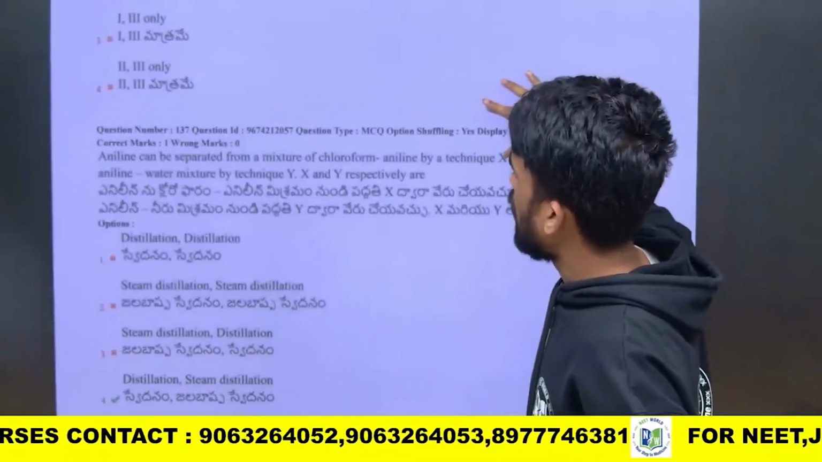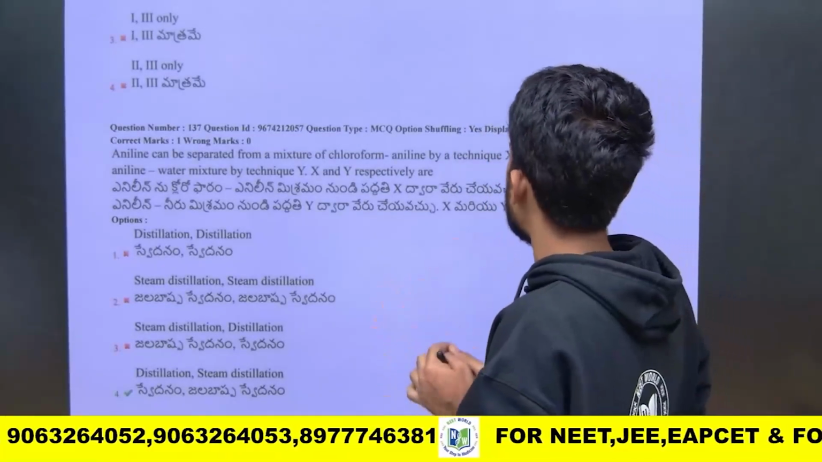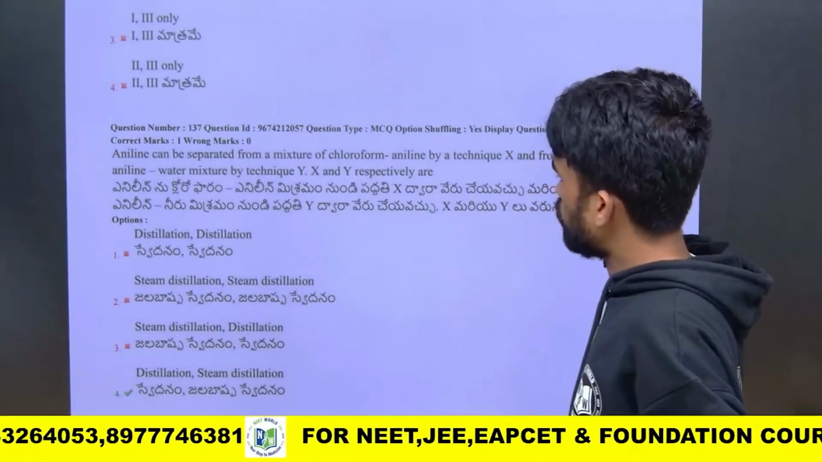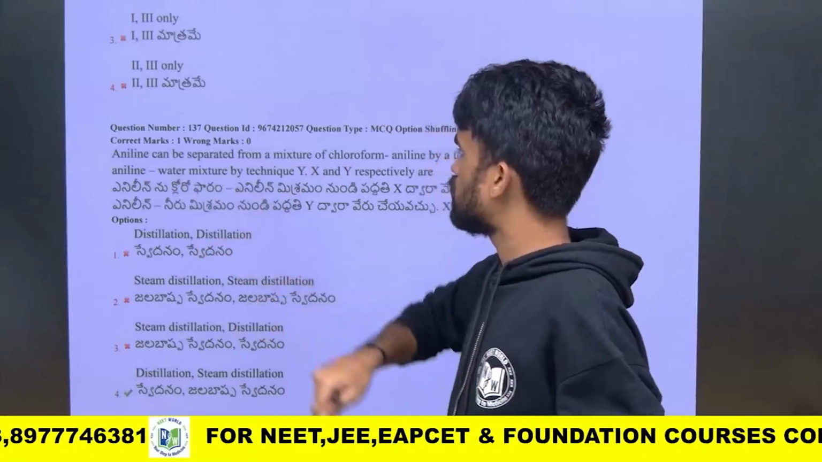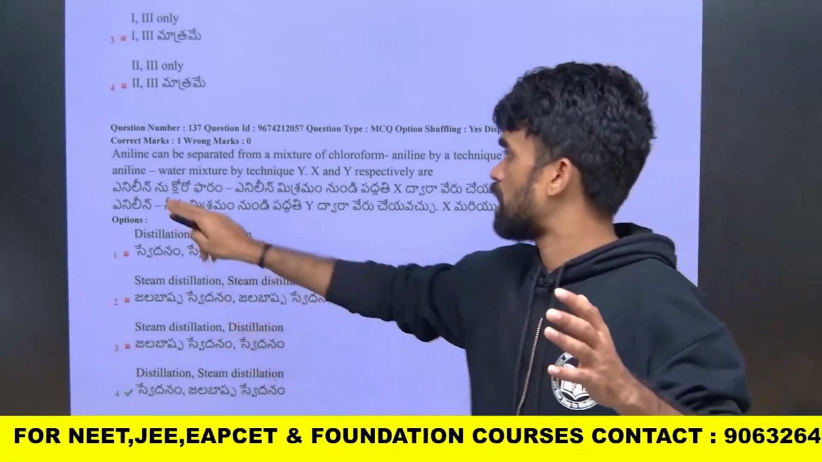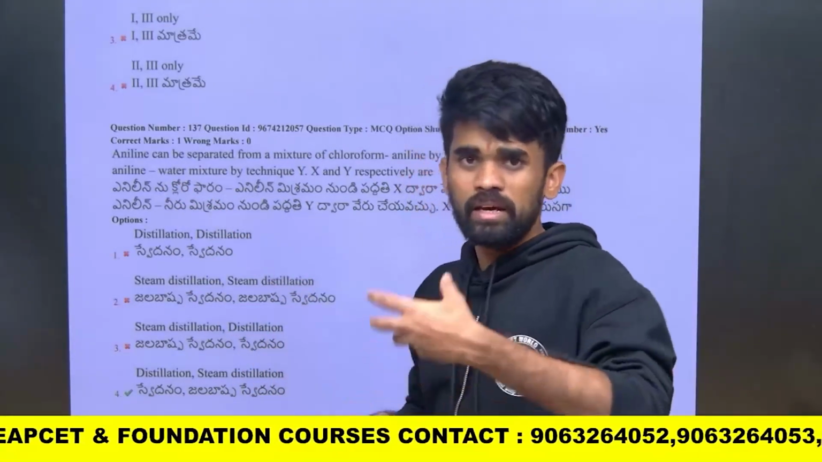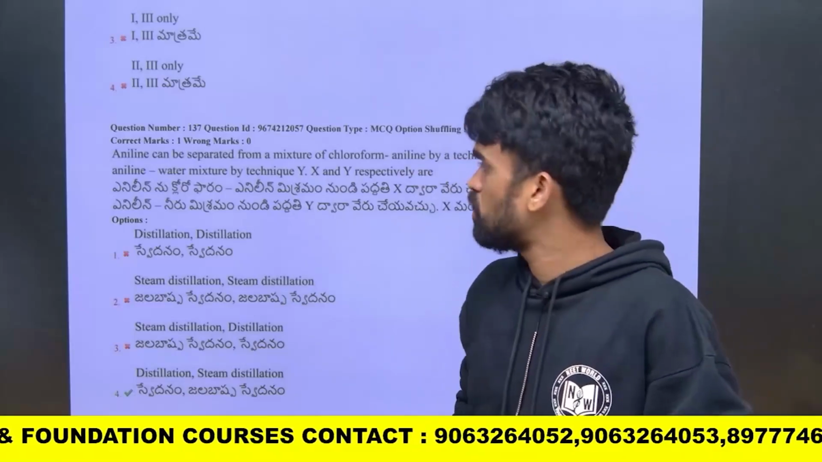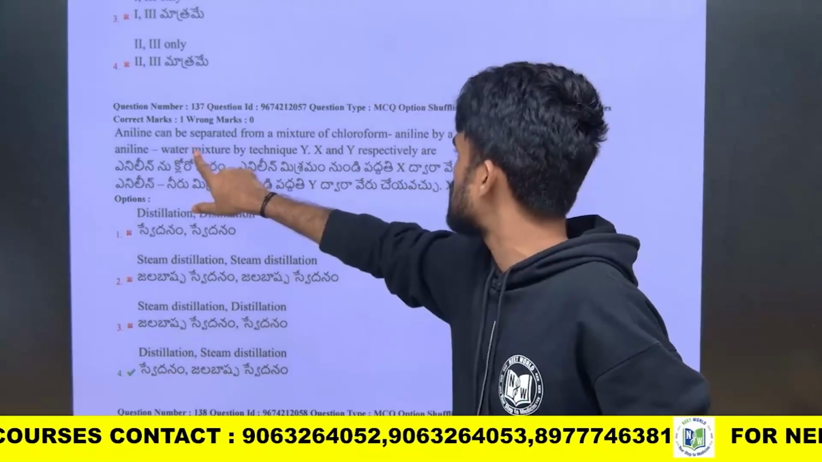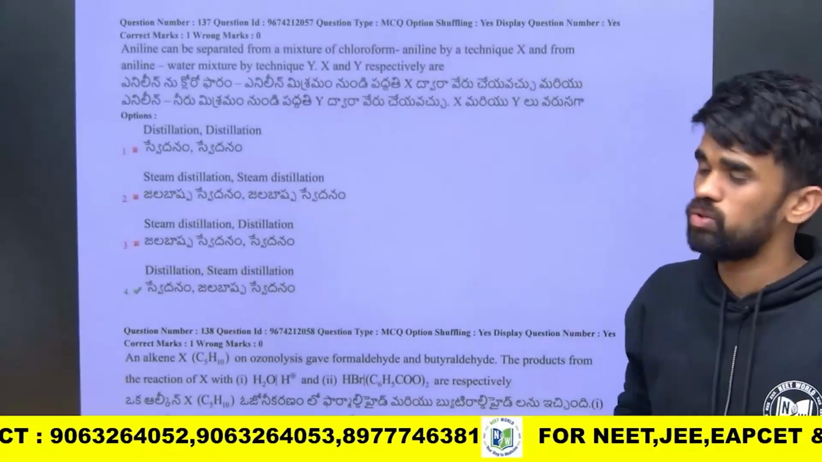Next, aniline and water: aniline can be separated from a mixture of chloroform and aniline by a technique. What is the technique? Distillation. And from an aniline water mixture by technique Y; X and Y are? Aniline can be separated from an aniline water mixture by steam distillation, because aniline is steam volatile. So here it is normal distillation, and there it is steam distillation, and we have these options.